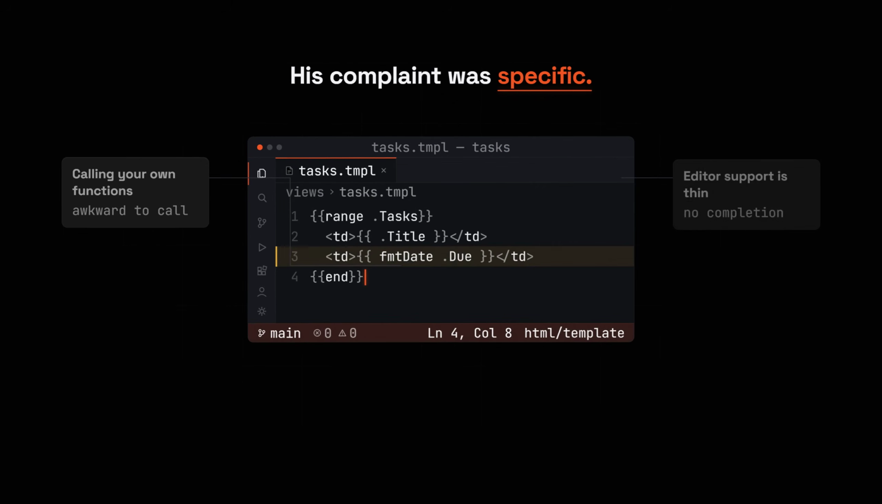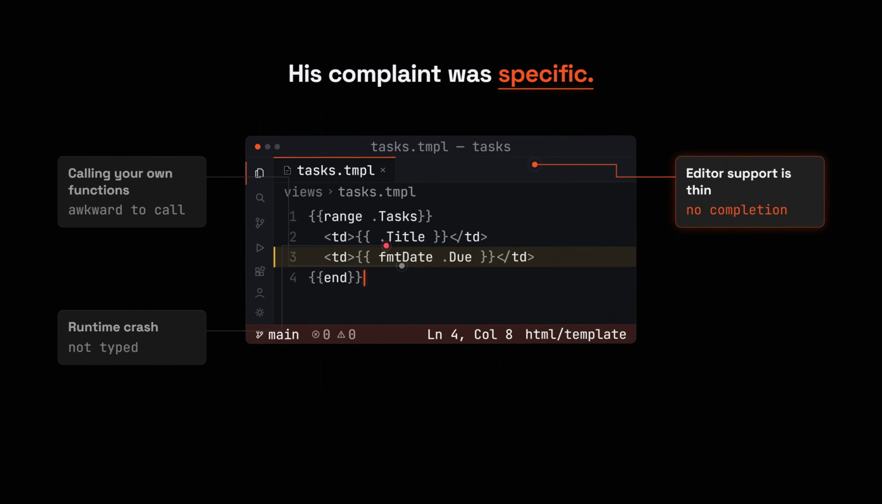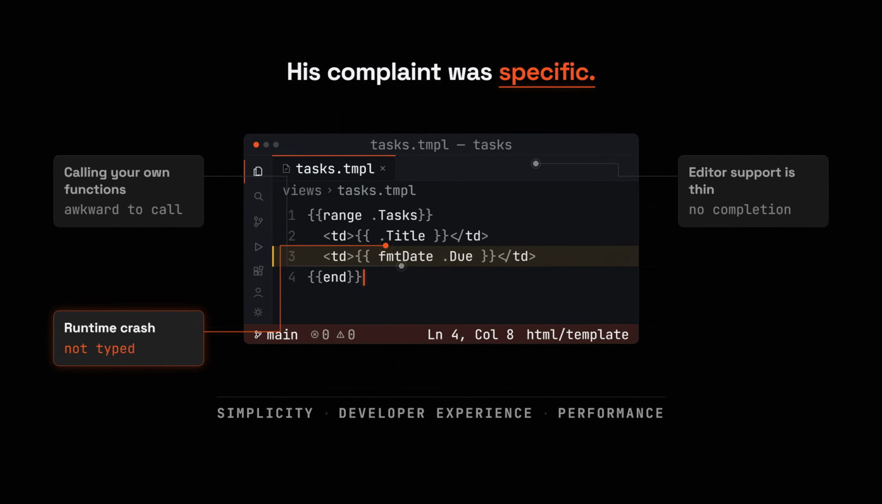His complaint was specific, and if you've written HTML/template, you've felt all three. Calling your own functions from a template is awkward, the editor support is thin, and templates crash at runtime because they aren't strongly typed. His stated priorities, in his order: simplicity, developer experience, performance.